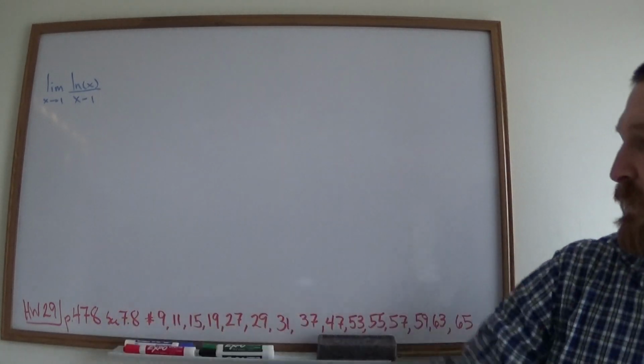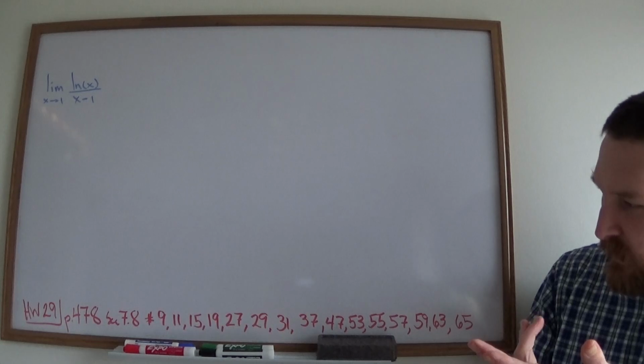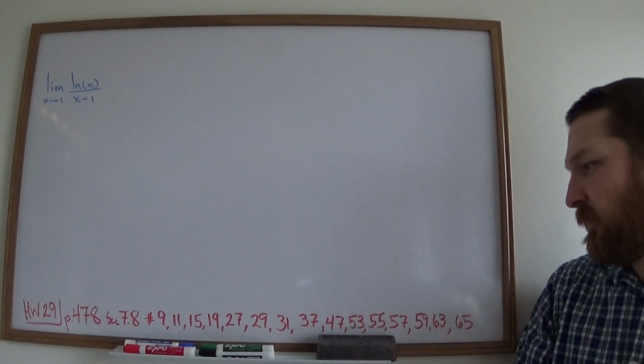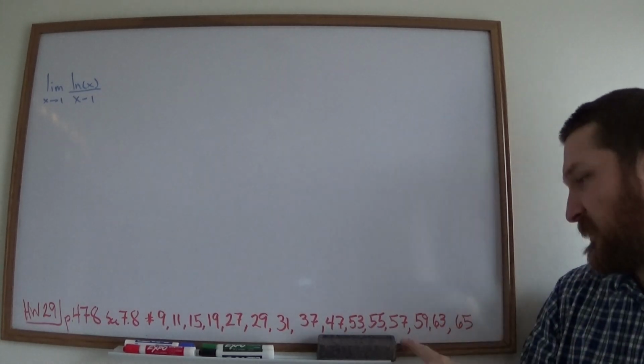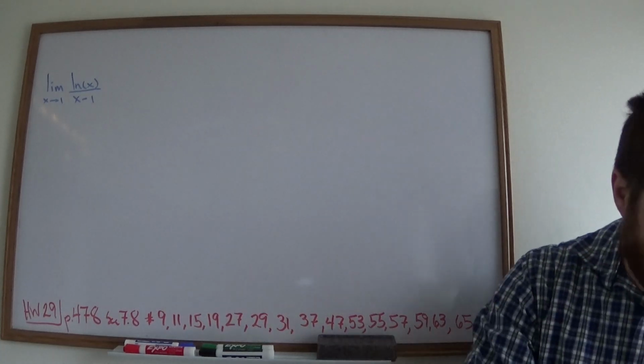Homework 29, page 478. This is section 7.8. We're doing 9, 11, 15, 19, 27, 29, 31, 37, 47, 53, 55, 57, 59, 63, and 65.